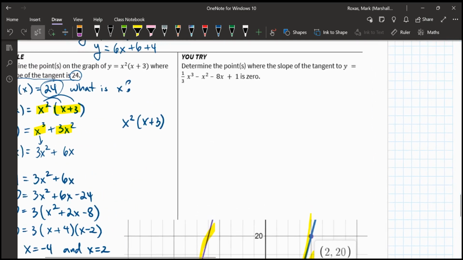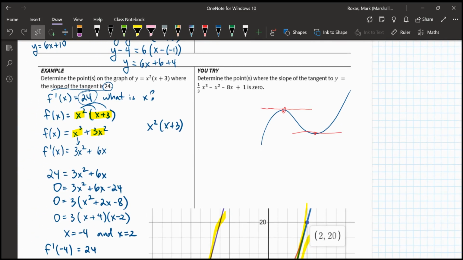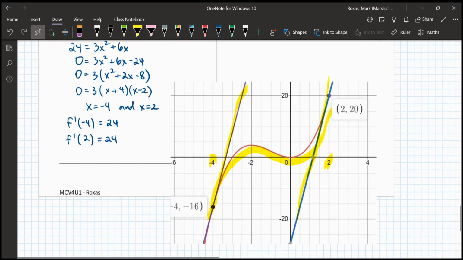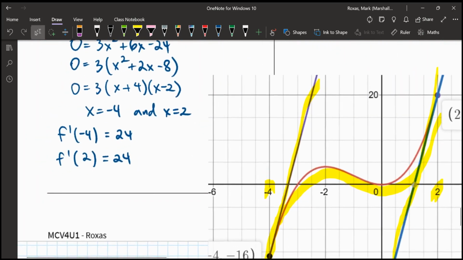Why don't you try this one, right? Determine where the slope of the tangent is 0. So, a cubic function, you want to know what x values give a tangent slope of 0? You might have 2 possible answers here too, or maybe not, right? It depends. So let's give you a chance to do that one, and we'll come back to class and answer any questions from the homework.